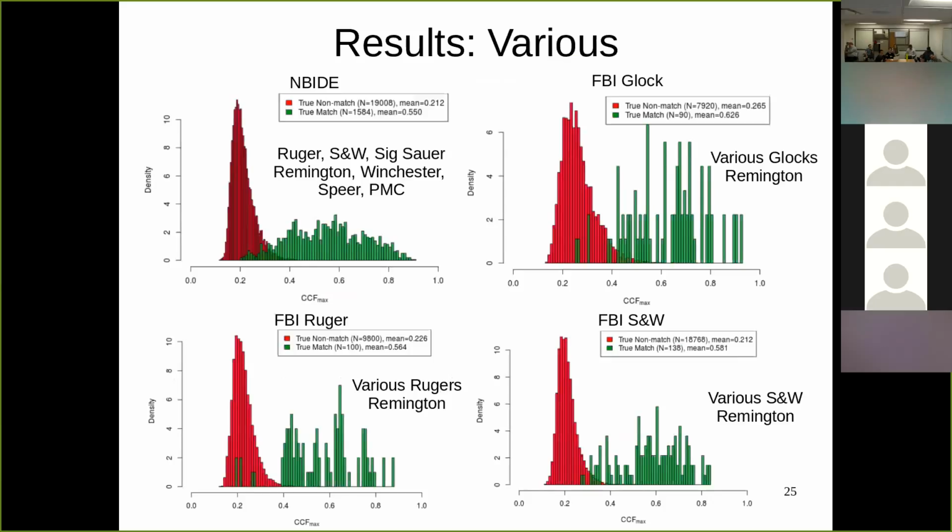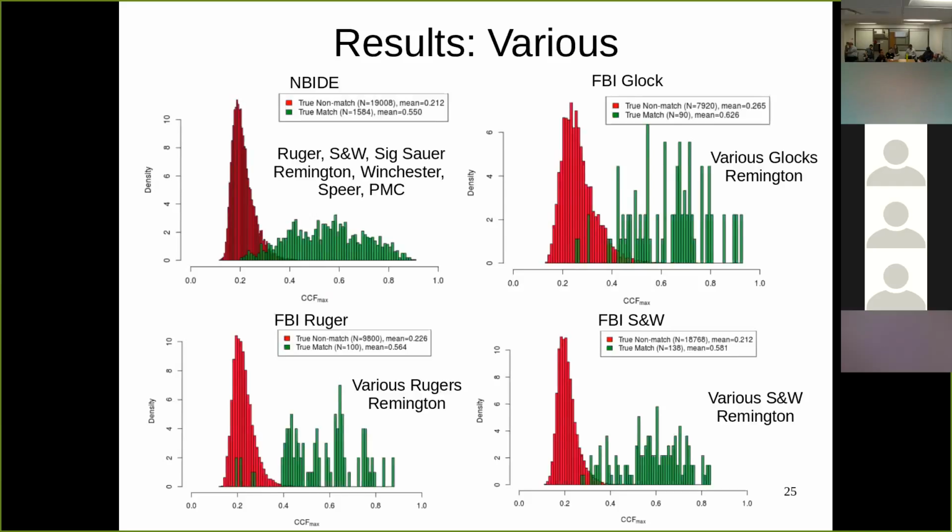So the next set of studies are what I call various. This could be various firearms or various ammunition brands. Here we have 4 MBIDE and 3 FBI studies.